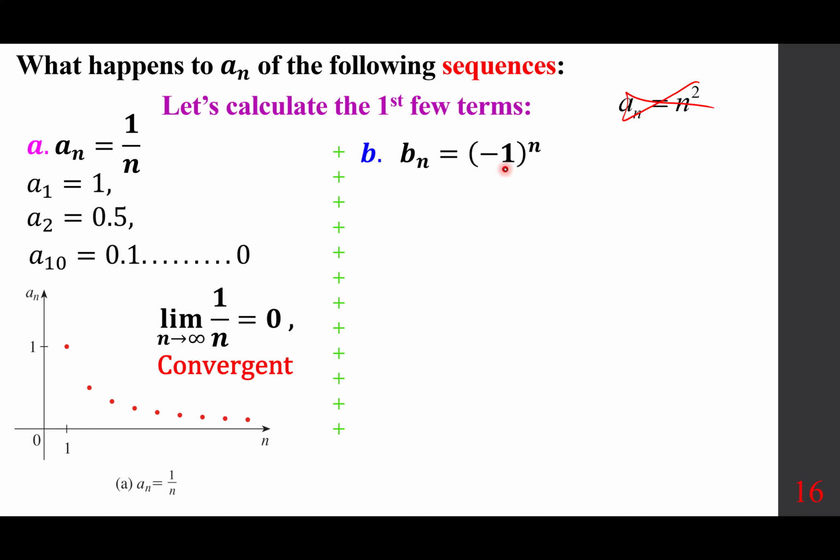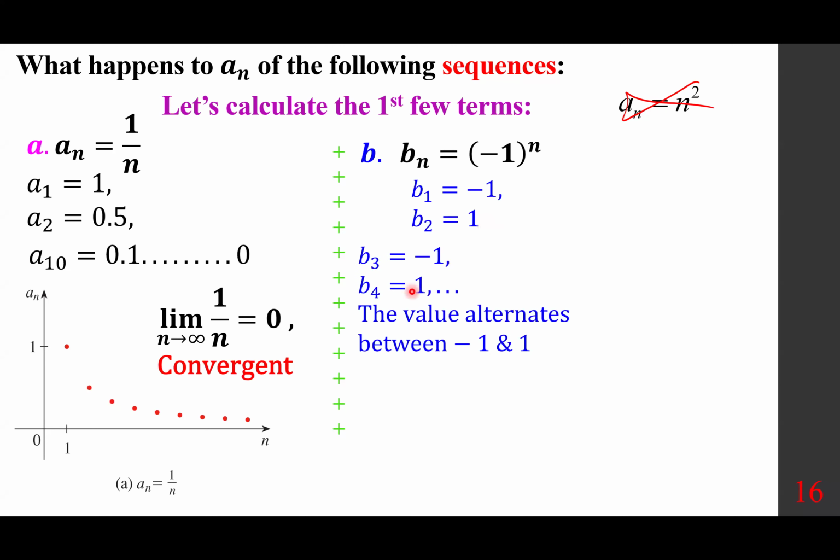What happens here? If I choose n to be 1, I get -1. If I choose n to be 2, I get +1. What does it mean? It will always alternate between negative and positive based on the value of n being even or odd. If it's odd, it remains negative. If it's even, it becomes positive. So b sub 3 is -1, b sub 4 is 1. So the value alternates between negative and positive 1. The limit of -1 to the power of n as n approaches infinity does not exist, and we say b sub n is divergent.